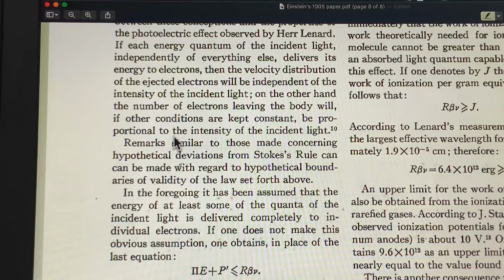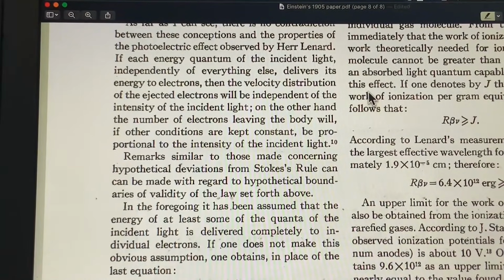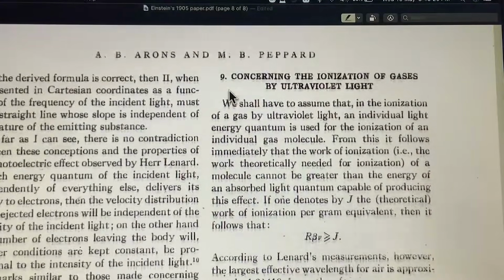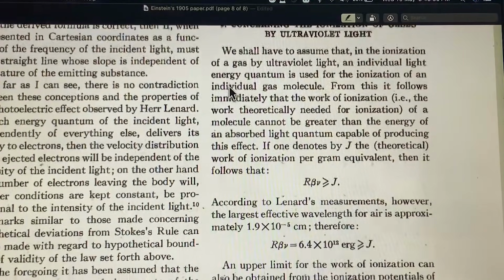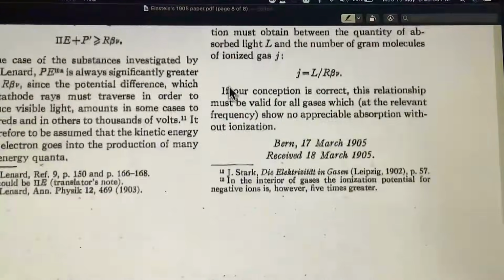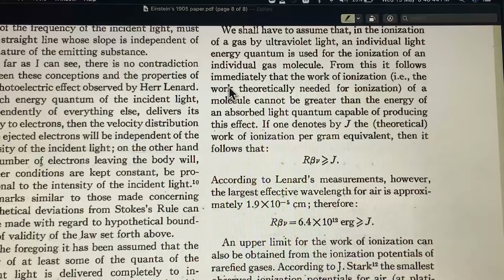So these things he explains based on the result that light can be regarded as photons. And then comes the last section, the 9th section, concerning the ionization of gases by ultraviolet light. This is something else, and he again says that our photon picture will be okay. You can explain all those observations also.